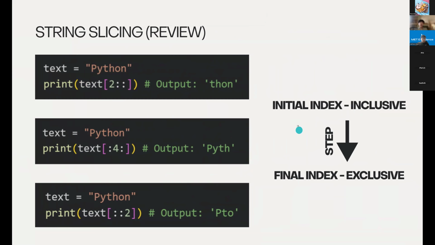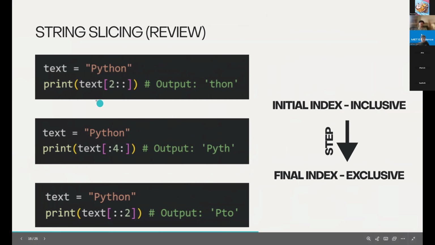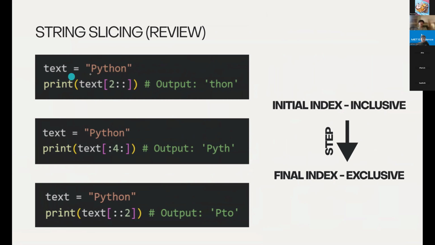So right here, the initial index is inclusive, the step, and the final index is exclusive. Let's go through some examples where the text is equal to Python, then the text from position 2. If the arguments are empty, then the default for stop will be the end, and the step will be 1. And if the start is empty, it will assume the default, which is the very beginning.